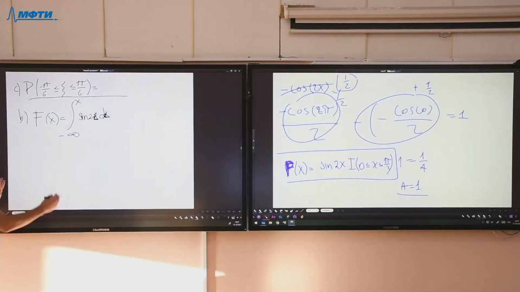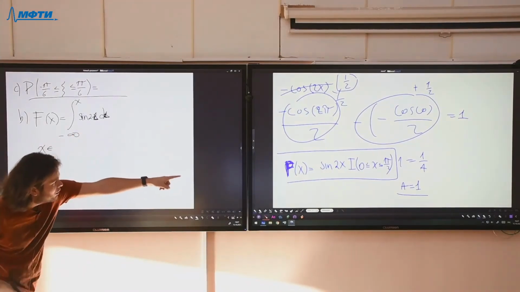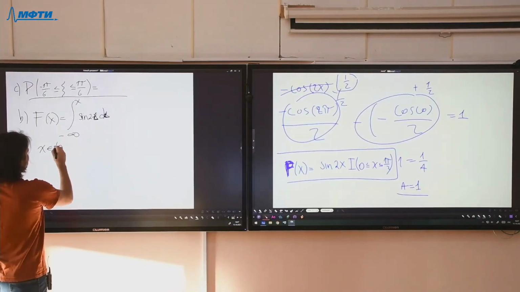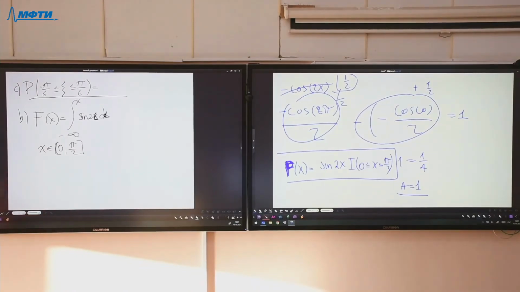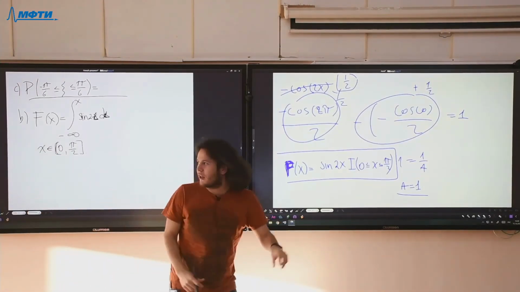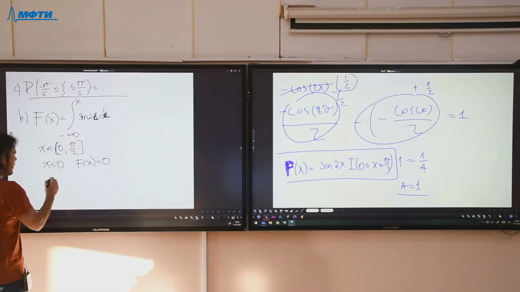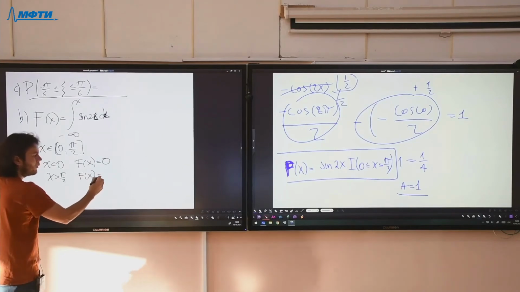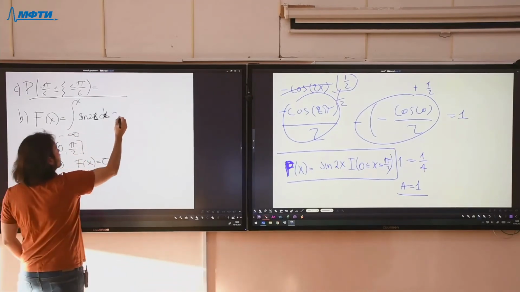In which case, if x belongs to, well, where? 0 and pi squared, right? Not pi squared but pi over 2. Otherwise, the CDF is what? So let's say that x is less than 0. Then the CDF is what? And let's say that x is greater than pi over 2. Then the CDF is what? 1. Right? Now here, we just need to find this integral. But since we are talking about 0, we can forget about this minus infinity. It's going to be the integral from 0 to x.